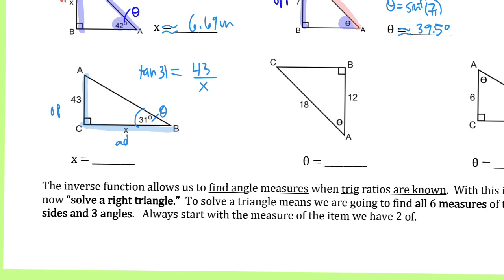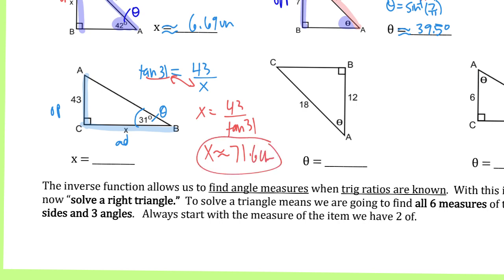Okay, the best way to do this is do the little switcheroo. So we're going to switch these values, the tangent of 31 with x. So x is equal to the quotient of 43 over tangent of 31. Find that quotient. x is approximately 71.6 centimeters. Okay, let's check out the next one.